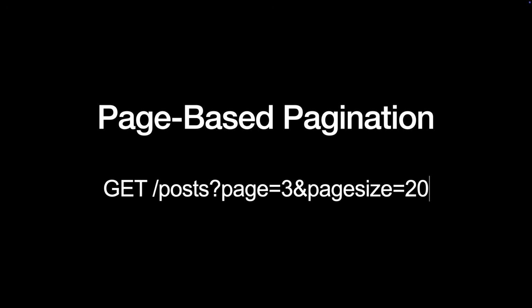Second, page-based pagination. Page-based pagination loads data in chunks using a page number and a page size. Instead of calculating offsets, you just request a specific page. For example, get posts page 3, page size 20 to get the third page with 20 items. Pros: easy to use, simple for both developers and users since you just pick a page. Clear navigation makes it easier to jump to a specific page, at least in static datasets.